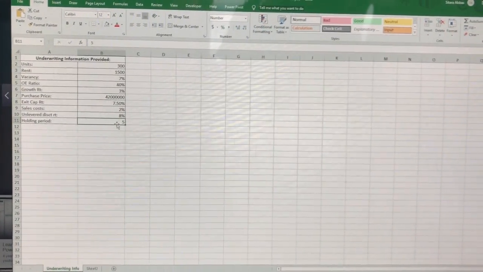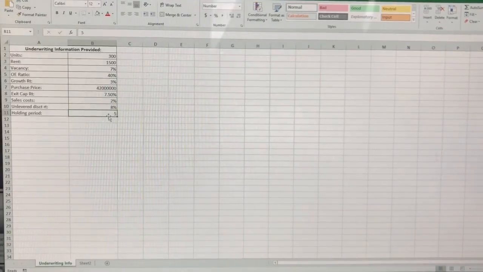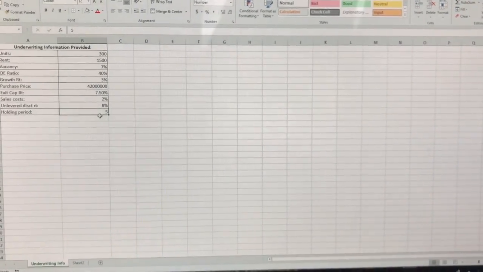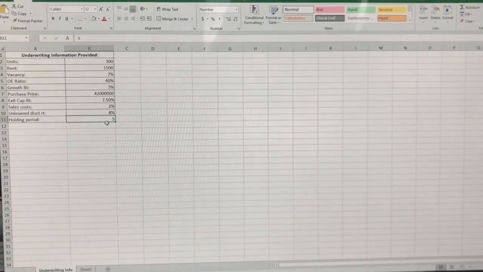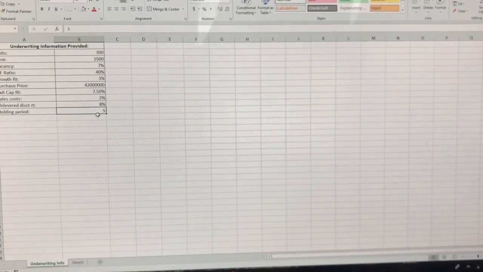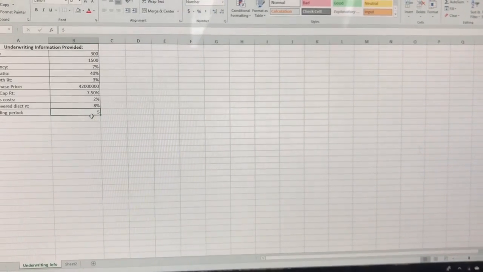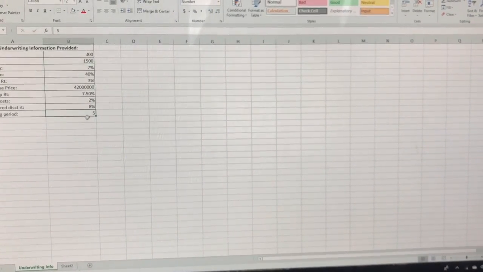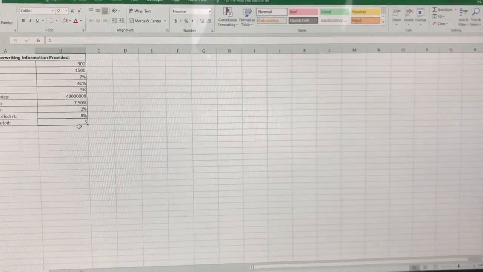My goal is to determine the effective gross income, total expenses, net operating income, cash flows, net present value, and IRR, in order to determine whether or not an investment in the property will be beneficial if I hold the property for 5 years.